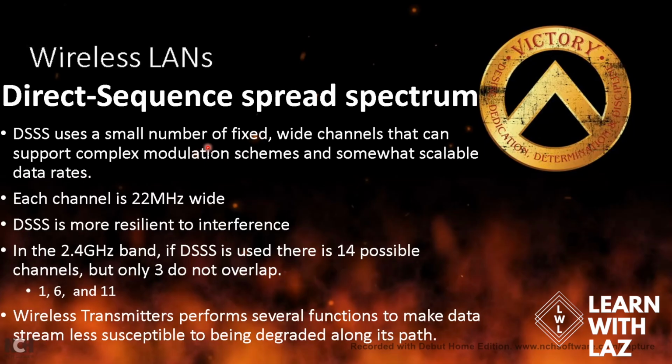Wireless transmitters perform several functions to make data stream less susceptible to being degraded along its path. Now, that last bullet point right there, wireless transmitters. This is where your wireless repeaters come in as well. Depending on what kind of, and again, we've talked about the wireless devices: routers, all-in-one routers, wireless controllers, wireless APs, wireless repeaters, wireless bridges. So it all depends what you're using.